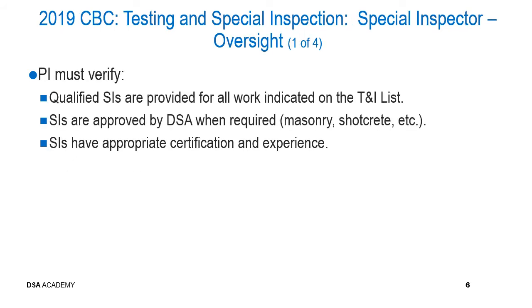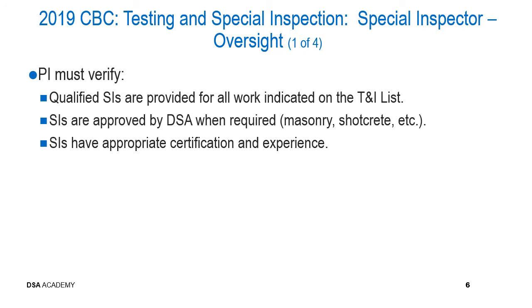The next few slides provide some areas of oversight of the special inspector that should be done by the project inspector. So the PI needs to verify that qualified special inspectors have been provided for all work indicated on the T&I list. If there's ever a case where a special inspector is not provided, go ahead and write a deviation notice. Make sure the contractor is advised to wait for a special inspector. We want to make sure that the SI is available and provided before the work commences.